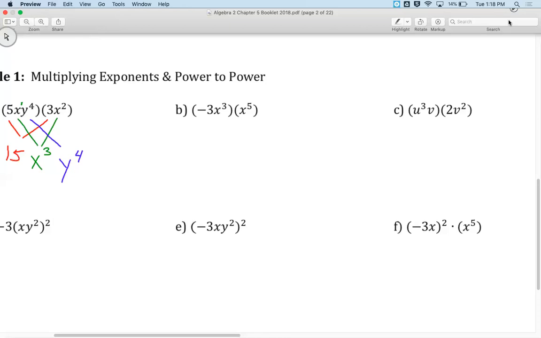In a question like B, Garrett, what's my coefficient of this second term? 1. So when I'm moving forward and doing this problem, I have -3 times 1, that's -3. Garrett, how many x's? 8. Because I have x to the 3rd times x to the 5th, that's x to the 8th.